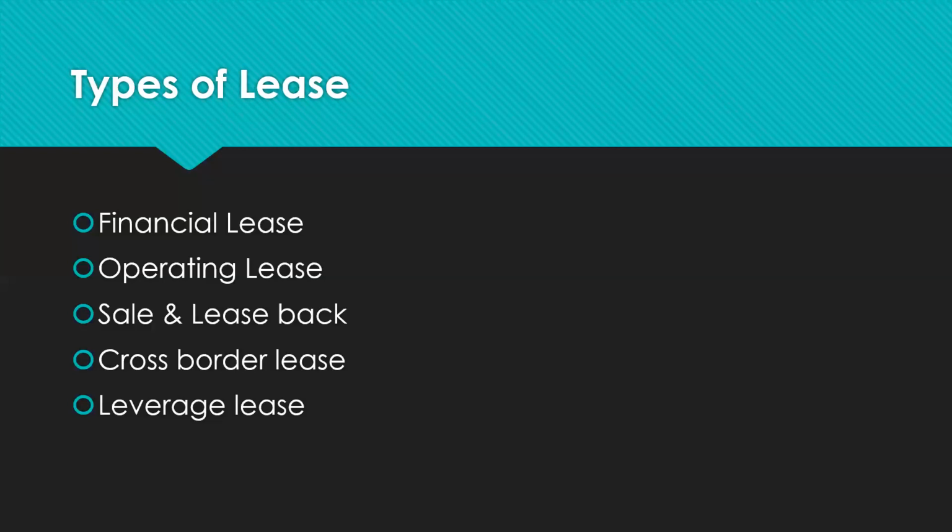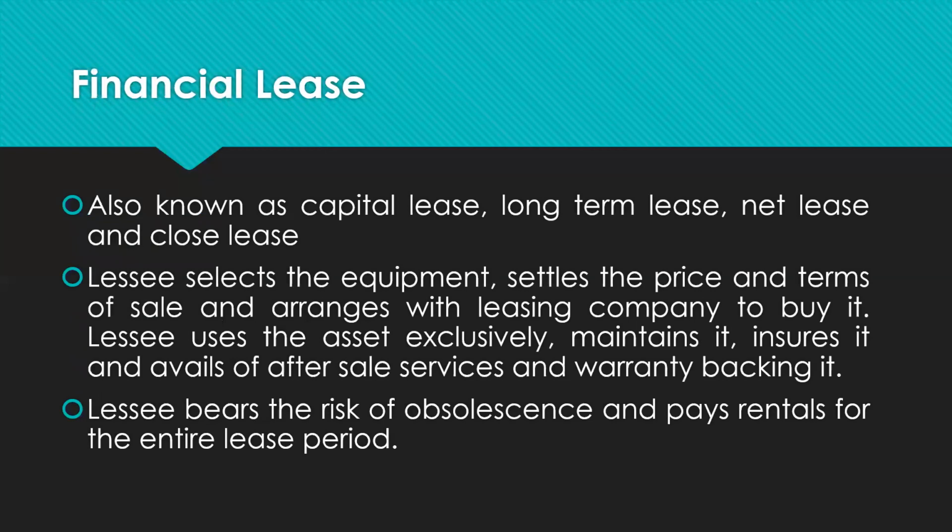The important two types are financial lease and operating lease. I just want you to be familiar with the other three terms, but what is important is you understand what is financial lease and operating lease. Okay, so coming to what is financial lease. It is also known as capital lease, long-term lease, net lease, and close lease. These are the other names of financial lease. Usually it is known as financial lease itself. Even in the question paper, it will come as what is financial lease. Just be familiar with the other terms.